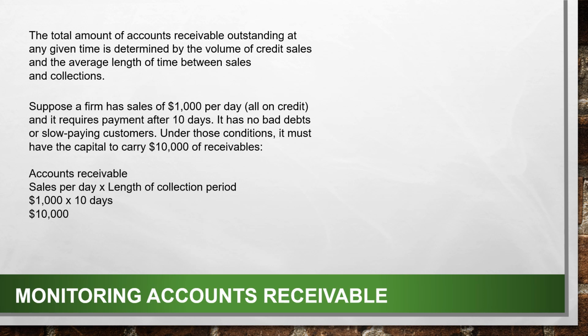Suppose a firm has sales of 1,000 per day and that are all on credit, and it requires payment after 10 days. It has no bad debts or slow-paying customers. So, under these conditions, it must have the capital to carry 10,000 of receivables. Okay? So, how did we get 10,000? That is sales per day of 1,000 multiplied by the length of collection period of 10 days, and that's 10,000.